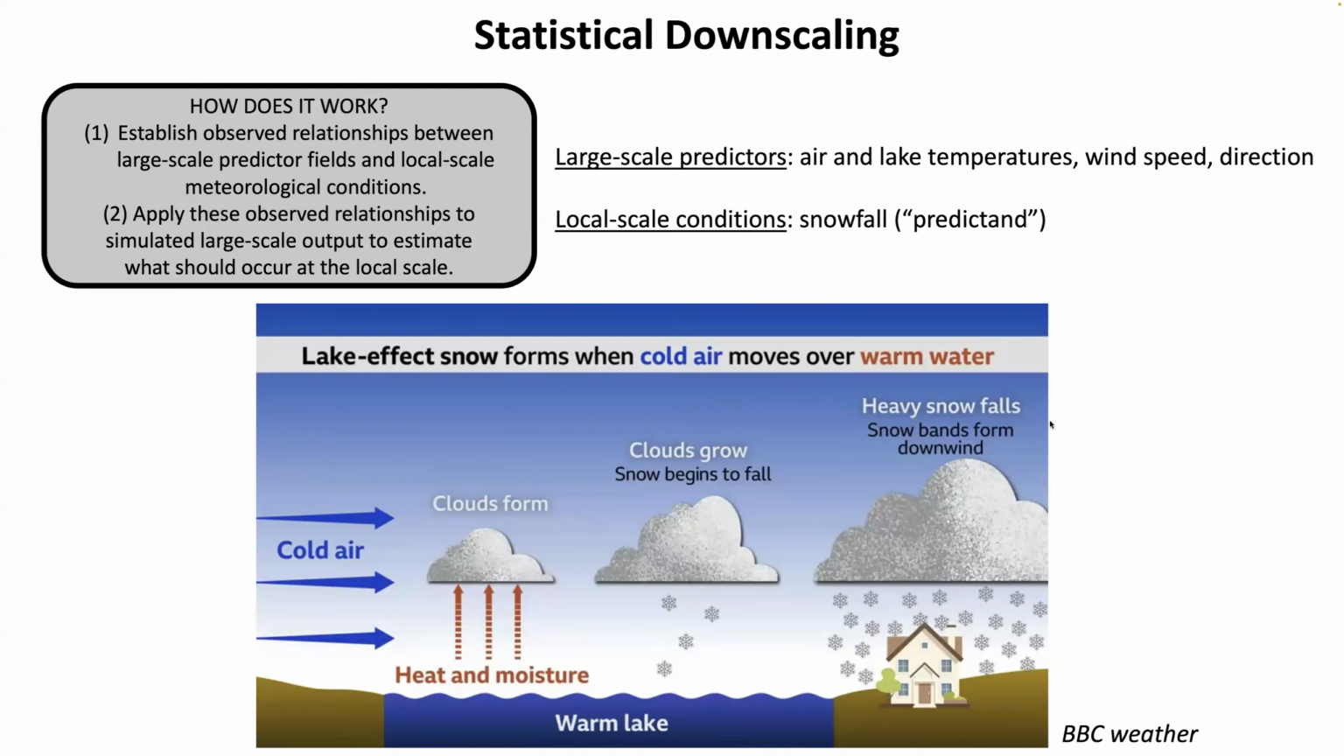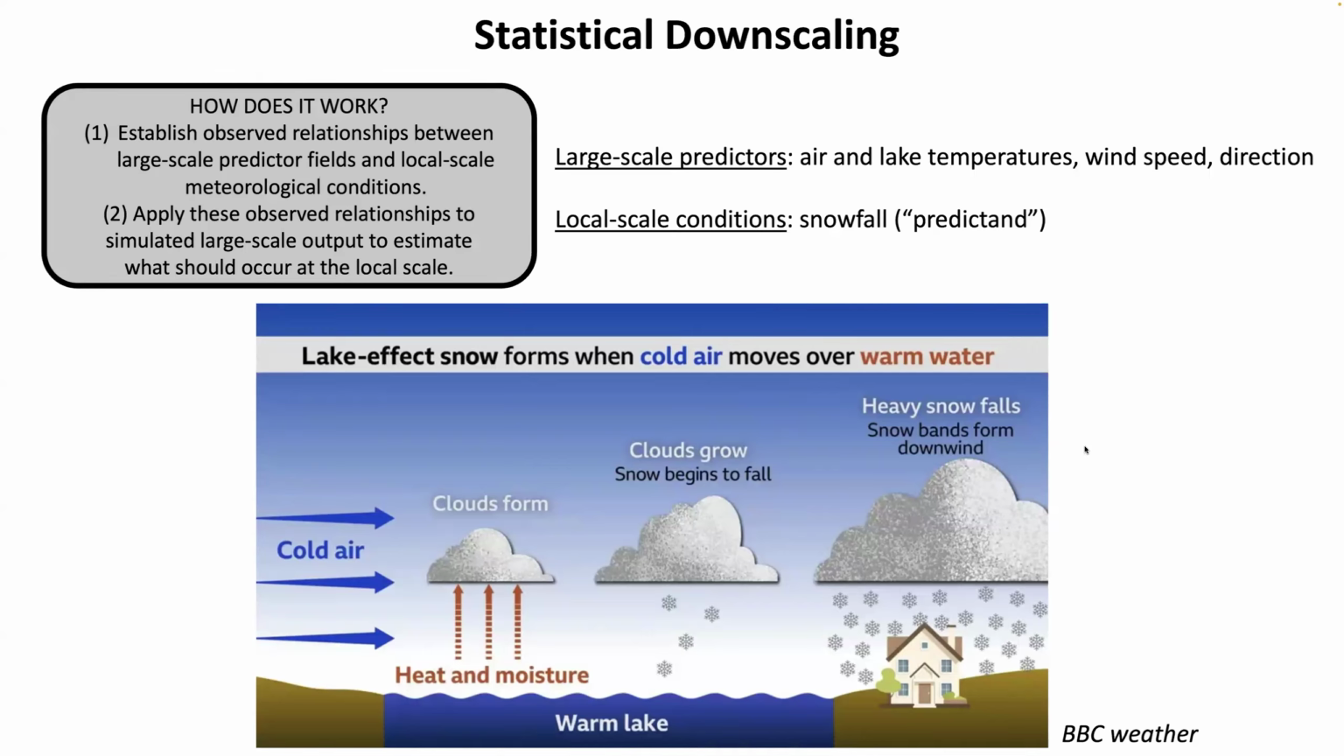Large-scale global models are really good at the big picture, as Michael said. And we know the big picture ingredients that are responsible for lake effect snow. You need cold air, you need warm lake water, you need ice-free conditions, and you need a strong wind blowing over the lake. And so those large-scale factors are called predictors, listed here. We can get those from a large-scale climate model or gridded observational reanalyses. What we want to know, though, is the local conditions, the snowfall, the predictand.